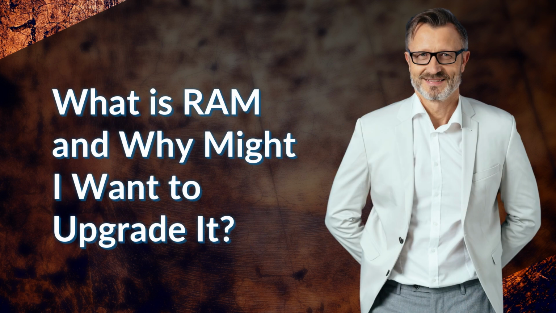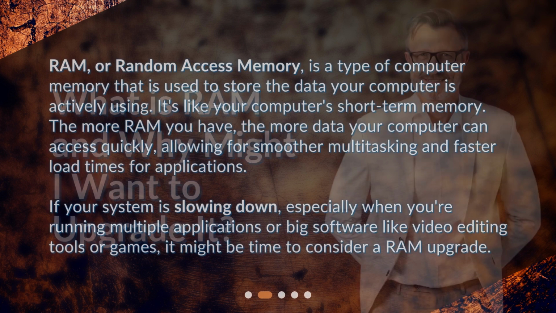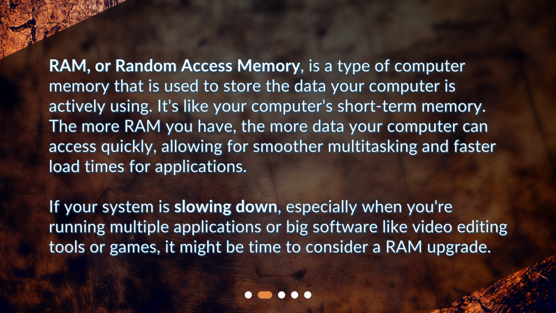What is RAM and why might I want to upgrade it? RAM, or Random Access Memory, is a type of computer memory that is used to store the data your computer is actively using. It's like your computer's short-term memory. The more RAM you have, the more data your computer can access quickly, allowing for smoother multitasking and faster load times for applications. If your system is slowing down, especially when you're running multiple applications or big software like video editing tools or games, it might be time to consider a RAM upgrade.